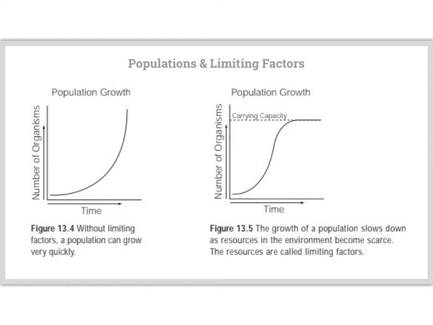So we can say that the growth of a population slows down as resources in the environment become scarce, so they run out of food or space. These resources are called limiting factors. So the population will kind of even out here. It'll maintain a specific number of organisms so long as there's no interruption to that ecosystem. This maintained number is called the carrying capacity. We'll come back to that.